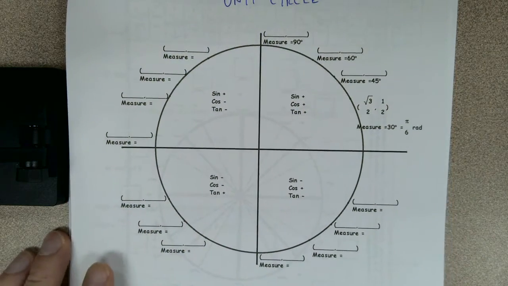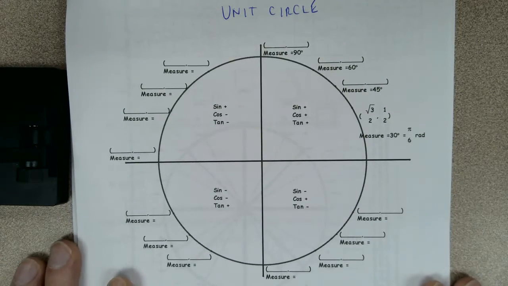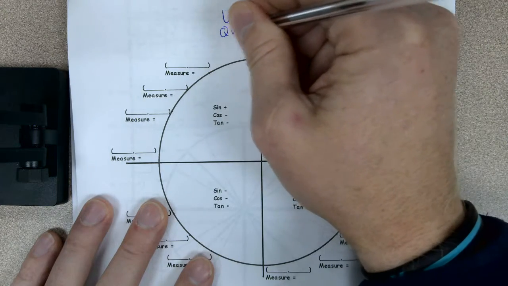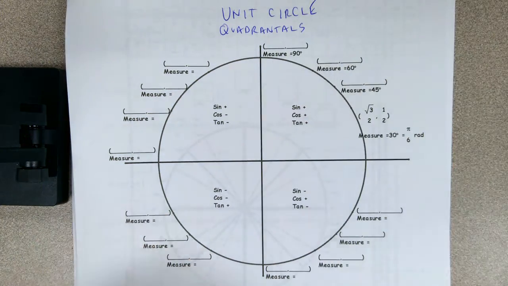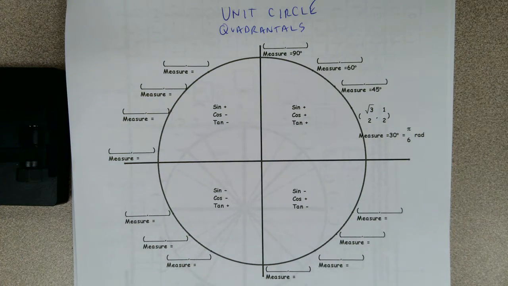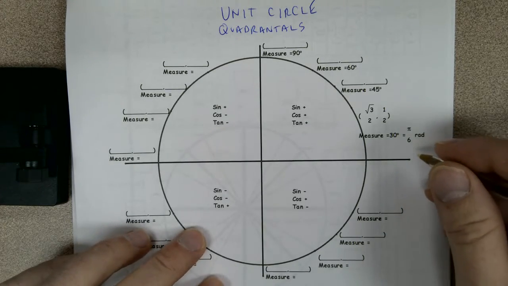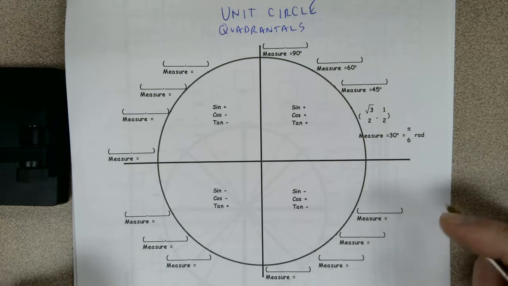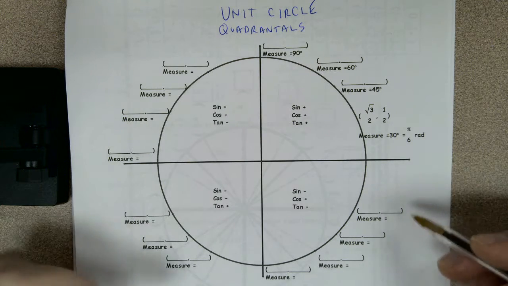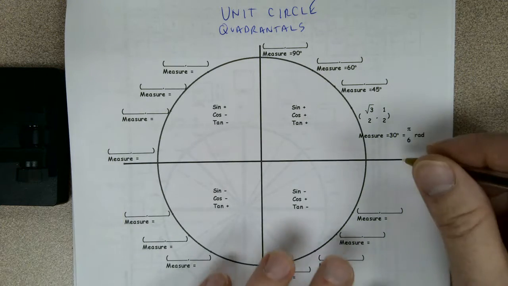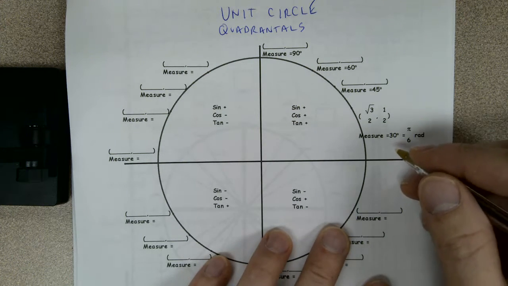So we're going to talk about some basics here of the unit circle, as we discuss quadrantals. Now on the unit circle, and the reason we call this the unit circle is because the radius of this circle is 1. So as we fill in some things here, it's pretty important that we understand that.